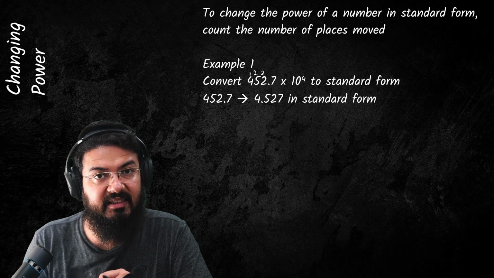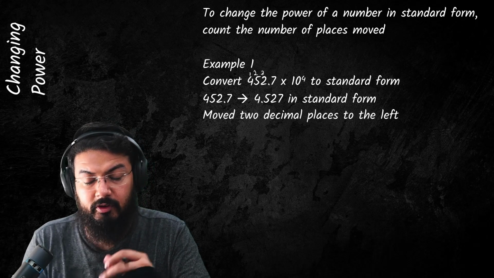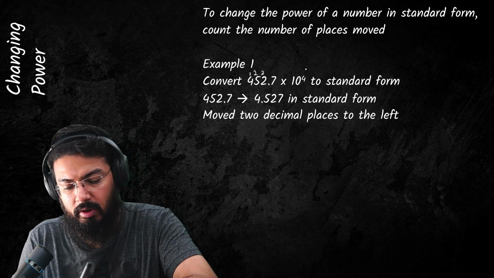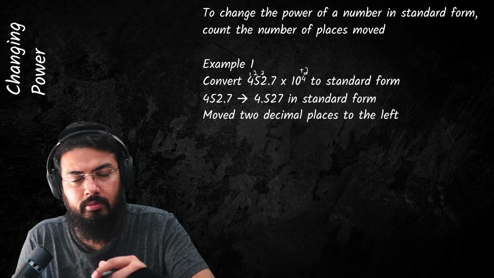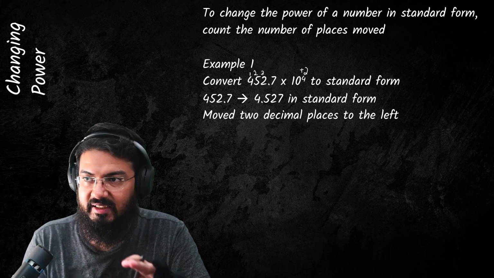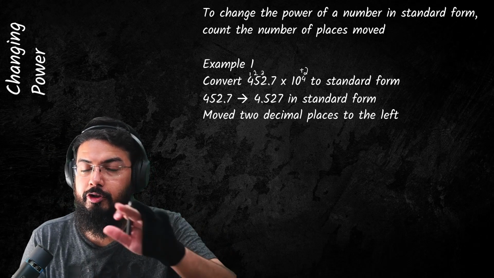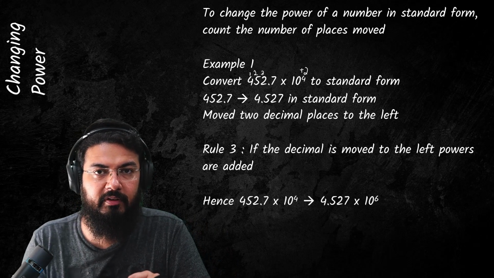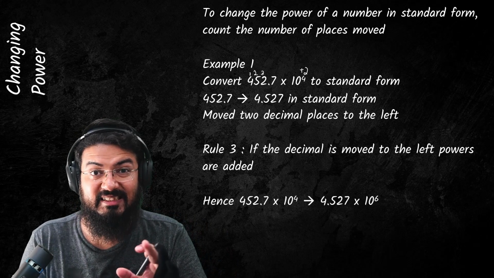Now, how many decimal places did we move? We moved 2 decimal places to the left, and hence the power 4 will now add 2 and become power 6. Like I said, you move to the left, you add powers of 10. So you've got 4.527 times 10 raised to power 6 now.